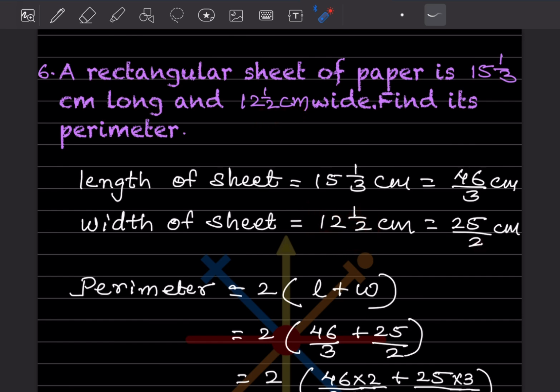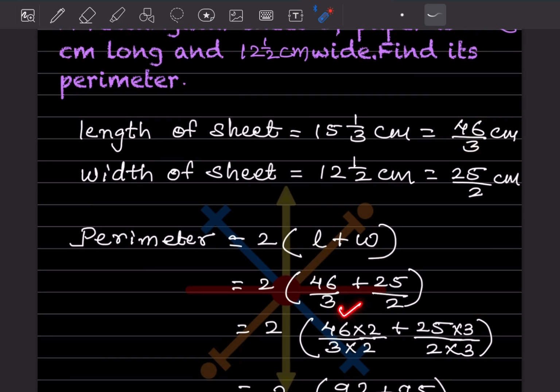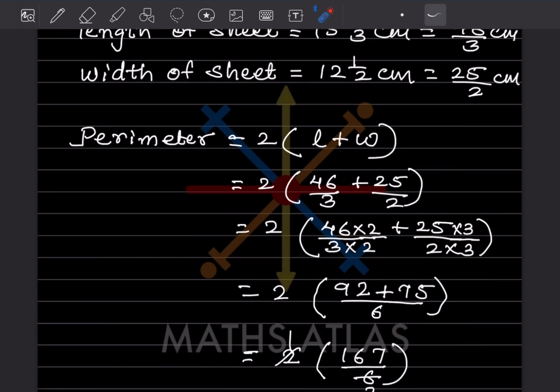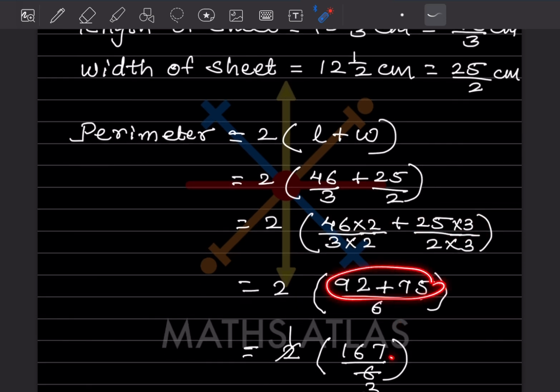Now the perimeter of this rectangular sheet means the perimeter of a rectangle. That is the formula: twice into length plus width. So the length is given as 46 by 3, and this will be 25 by 2. Now you can see the denominators are different. So 3 into 2, and this is going to be 2 into 3 because the LCM is 6. So this will be 92 plus 75 by 6. So this will be 167 by 6.